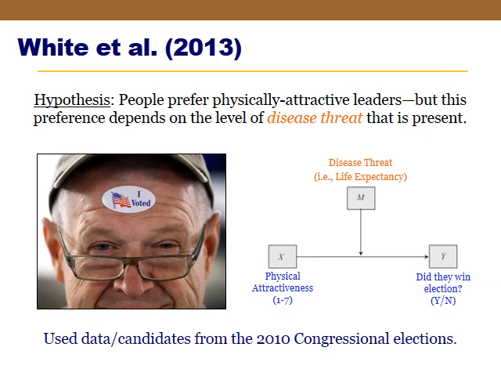The difference is now we're going to add a moderating variable. And in this case, our moderator is going to be disease threat, which they operationalized as the average life expectancy in the congressional district where that candidate was running for office. So their hypothesis was that physical attractiveness would predict the likelihood of winning the election, but that relationship would depend on the life expectancy in that particular congressional district.